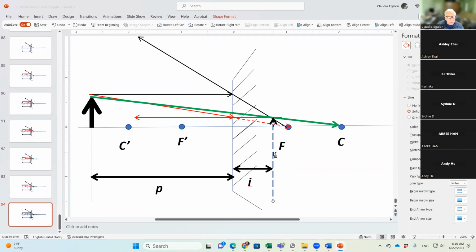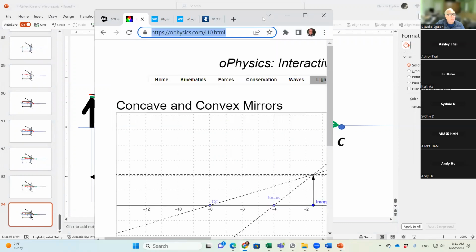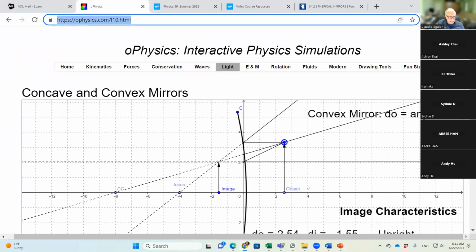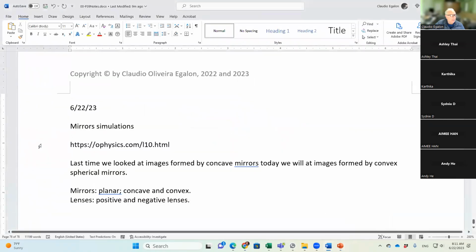Let's move a little bit to the right, to make it look better. And that's all you have. There's no other situation. You can position this object anywhere. And if you go to the simulation, I posted the address of the simulation in my notes. Here you go, right in here.